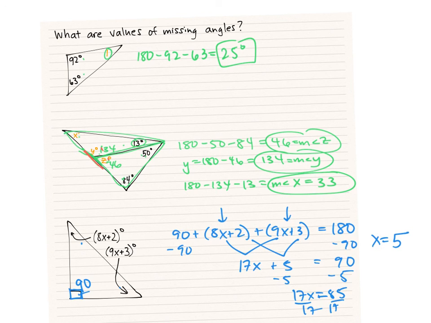We've solved for the variable, and then they just leave and move on to the next problem without going back. Wait, what was the question asking? So please remember to look back to the question. If the question says, what is x? Oh, x is 5, you're done. But it doesn't say that. It says, what are the values of the missing angles?